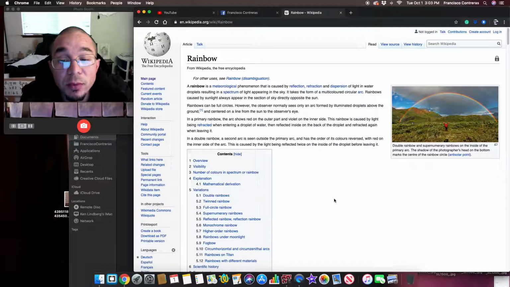In a double rainbow, a second arc is seen outside the primary arc and has the order of its colors reversed, with red on the inner side of the arc. This is caused by the light being reflected twice on the inside of the droplet before leaving it.